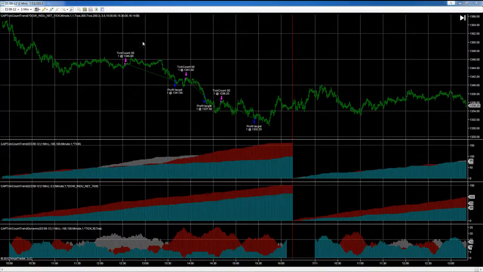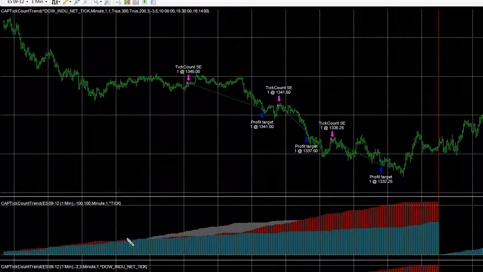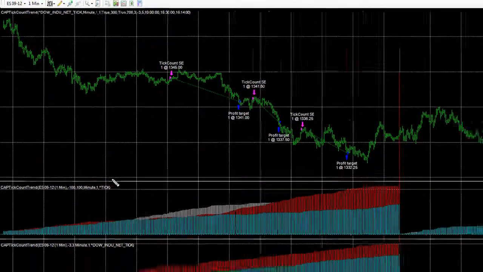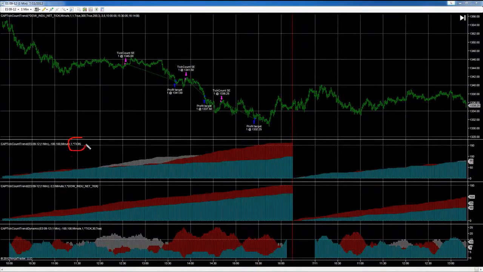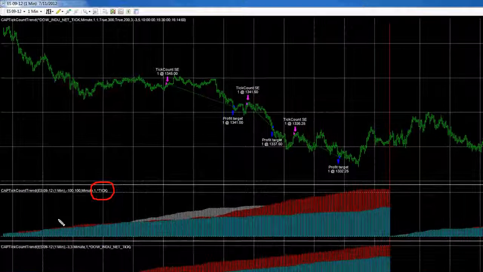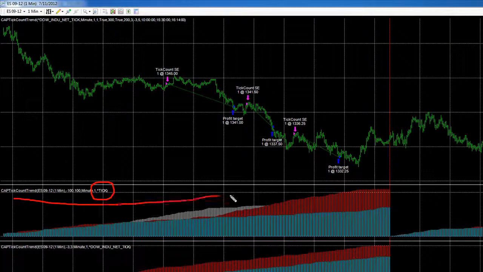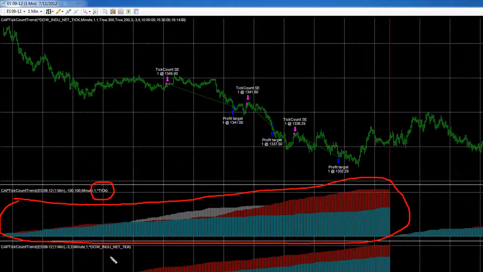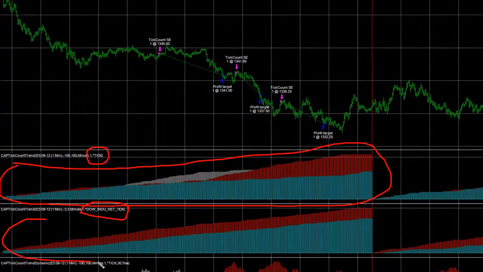We have a webinar tomorrow for the tick count trend trading system and all the different metrics that you can use for the tick. Not only does the New York Stock Exchange have a tick, but the Dow also has a tick, as well as 16 others. Right here is the hash tick, and this indicator represents yesterday's trade for the NYSE tick. And right here you see the Dow tick, Dow net tick, and what it represents here.